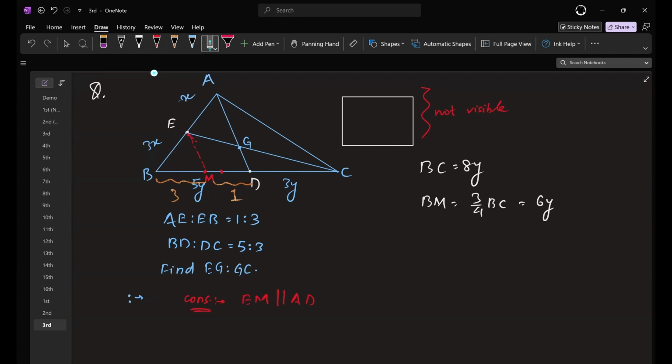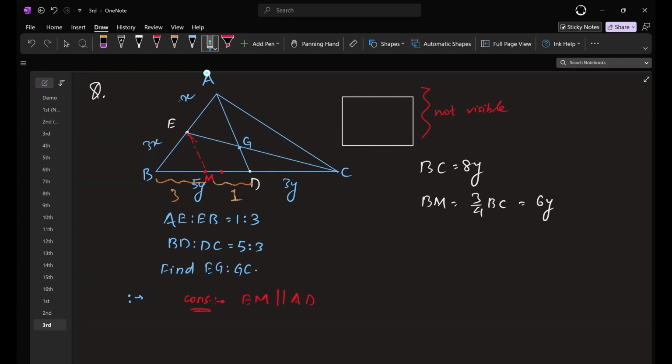Kindly write it down: why EM parallel to AC is not the right construction to make. If you want me to repeat everything, I'll repeat everything. Just let me know, okay? Can you repeat the last part? What last part? Can you specify? Like why we did the EM.